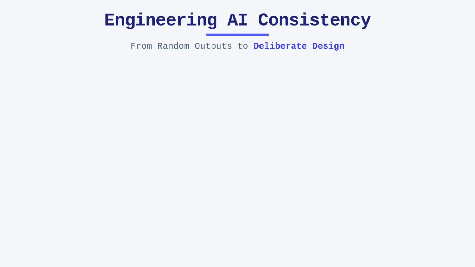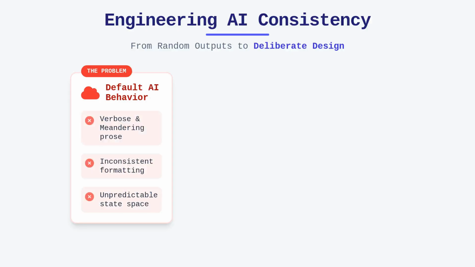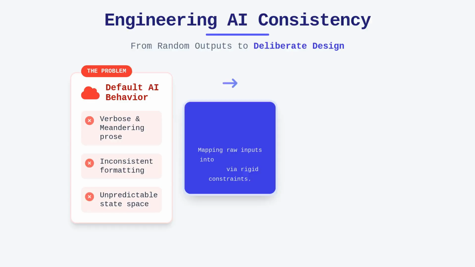In an organization, consistency is rarely a happy accident. It is the result of deliberate design and the application of rigid constraints. When we ask an AI to summarize a meeting or draft a long-form executive report, the default behavior of the model is often verbose, meandering, or inconsistent in its formatting. To solve this, we must shift our focus from asking the AI to write a report toward providing a robust, reusable template that acts as a structural blueprint.